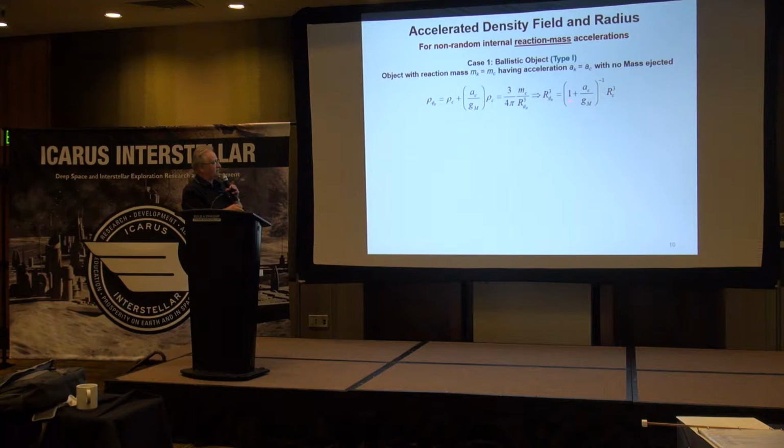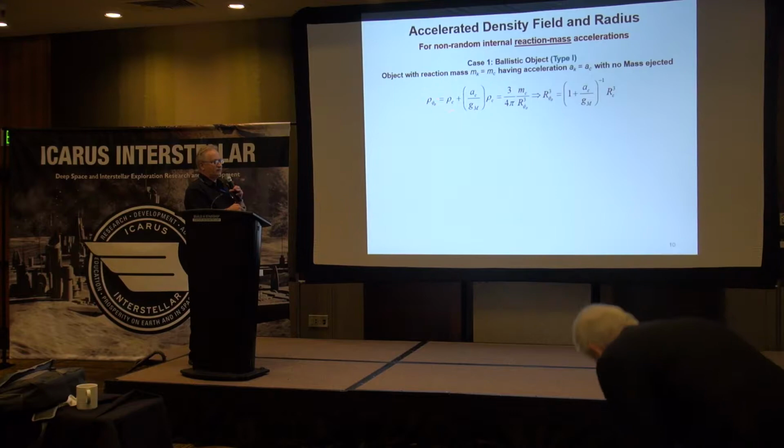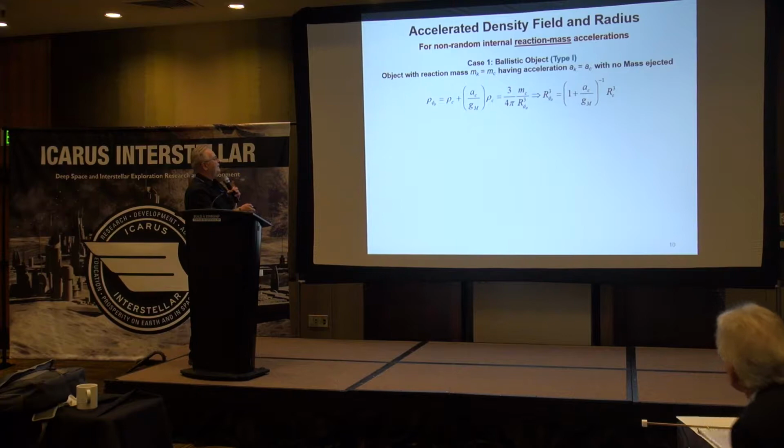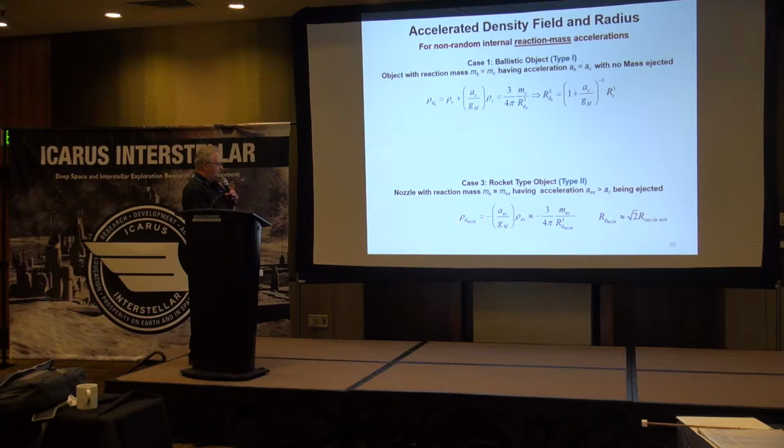And I call this a type 1, because in a type 1, you know what your acceleration is, and you know what particulates are being accelerated. In a type 2, you don't know the acceleration, and you don't know the particulates that are actually being accelerated. And then from a rocket standpoint, there's the density field equation for the nozzle, and there's also one for the rocket itself because it's losing mass, so there's a change in the density field of it also.